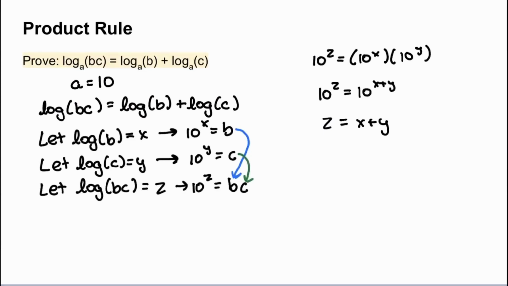Now let's sub back in what z, x, and y originally were. Z was log of bc, x was log of b, plus y, which was originally log of c. And this statement right here was what we had originally, making it an identity. This is the proof for its identity and its validity as a logarithmic property.